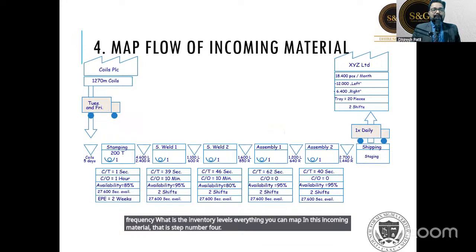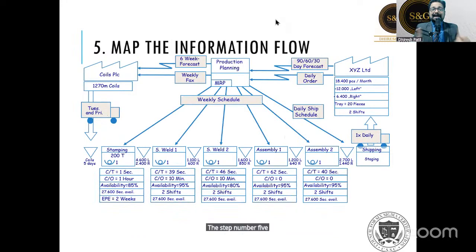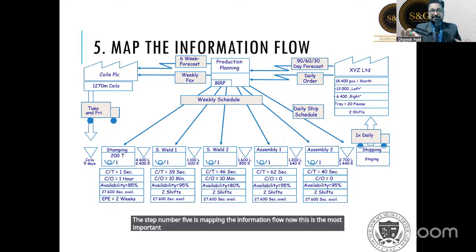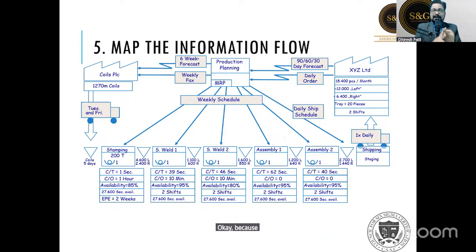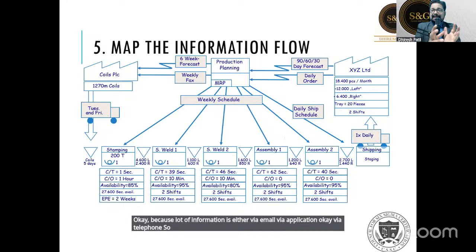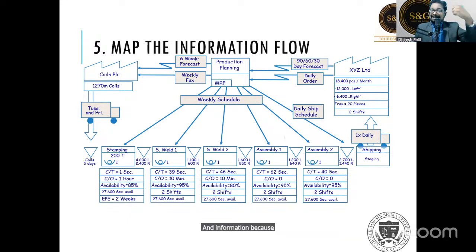Step number 5 is mapping the information flow. Now, this is the most important part. A lot of people make mistakes here. See, information is invisible, because a lot of information is either via email, via application, or via telephone. So this information tracking becomes very, very important. Material is visible, but information is invisible.